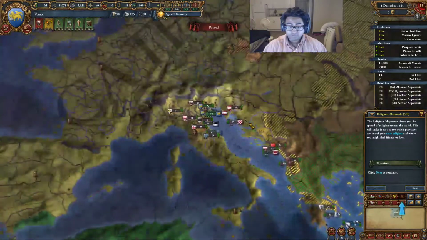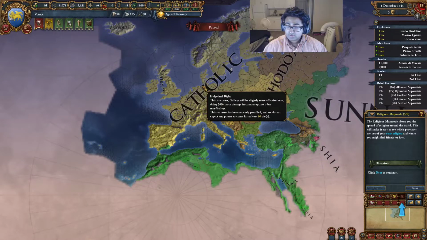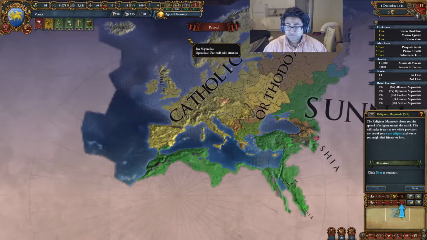The religious map mode shows you the spread of religion around the world. This will make it easy to see which provinces are not of your state religion and where you might find friends or foes.